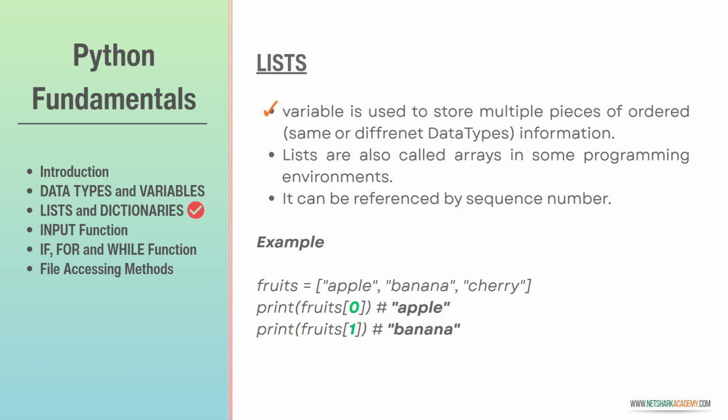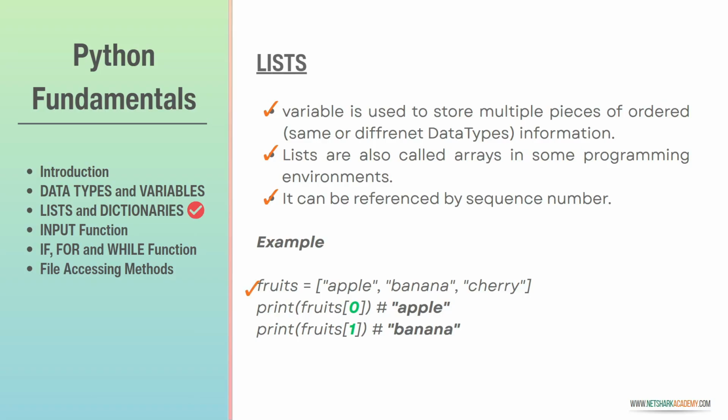List. A list is a type of variable used to store multiple pieces of ordered information. You can think of it as a container that holds a collection of items, which could be numbers, strings, or even other lists. Each item in a list can be accessed using its sequence number, also called an index, starting from 0 for the first item from the left side.